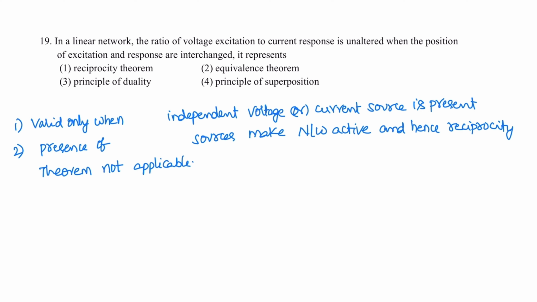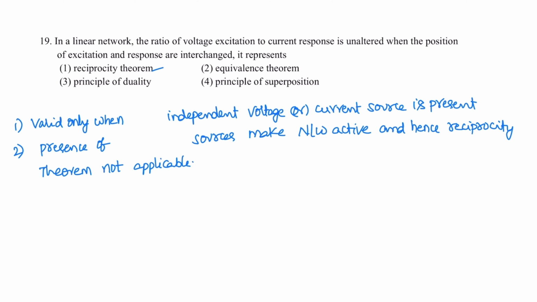In a linear network, the ratio of voltage excitation to current response is unaltered when the position of excitation and response are interchanged. It represents the reciprocity theorem. So in a linear, passive, bilateral network, the ratio of response to excitation is constant even if the source and response are interchanged. So that is the definition of the reciprocity theorem.